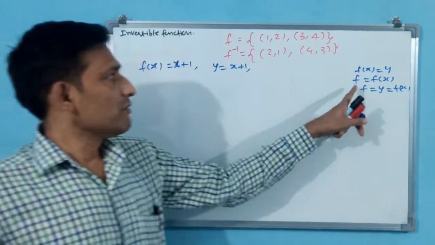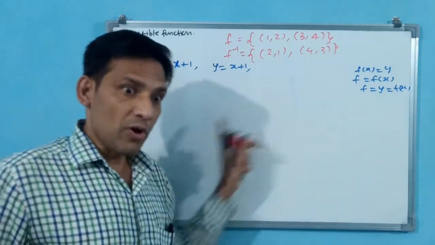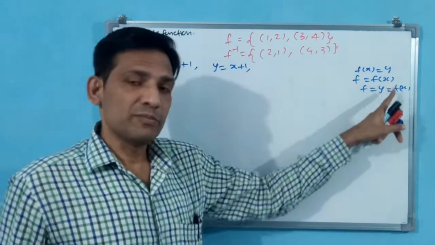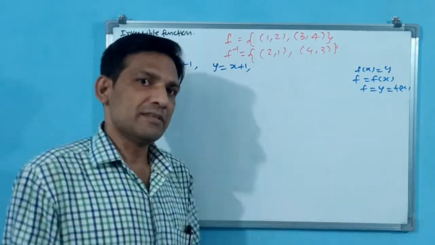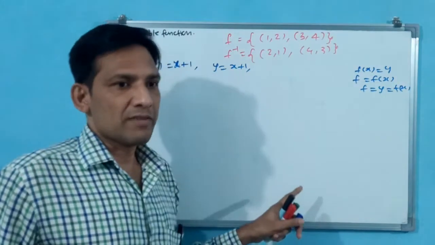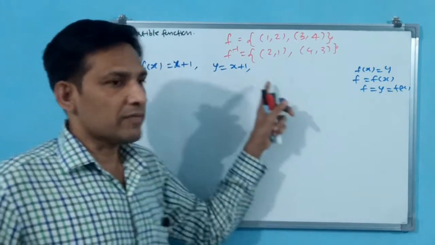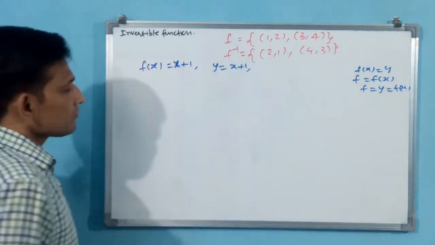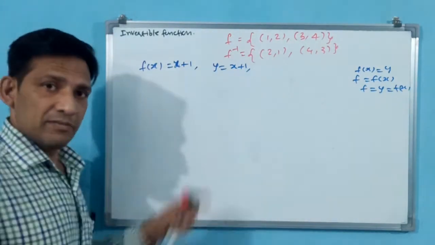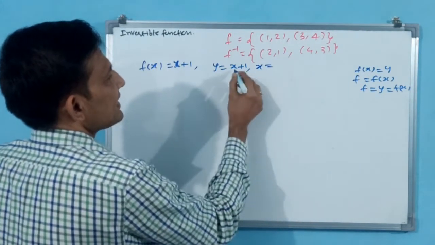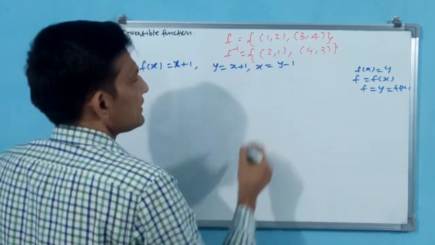Why? Even if you simply write f, you have to tell that f is a function. F of x means you need not tell it is a function, it is already a function. Y also you have to tell is a function, because y may be an equation or a function. Now come here. Y is equal to x plus 1, we will write first. Then we will take x is equal to y minus 1.